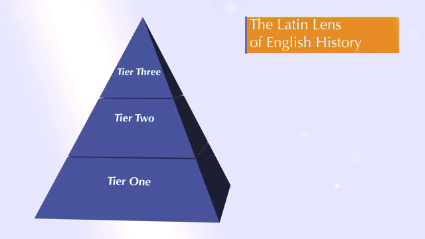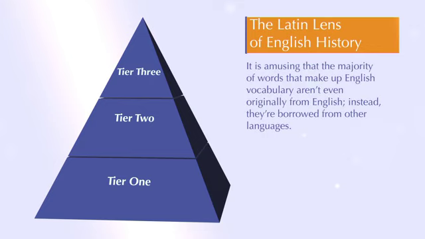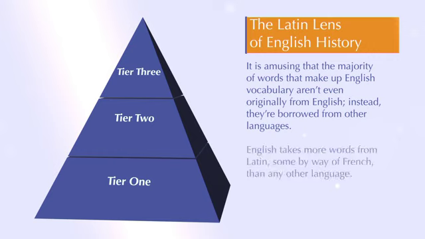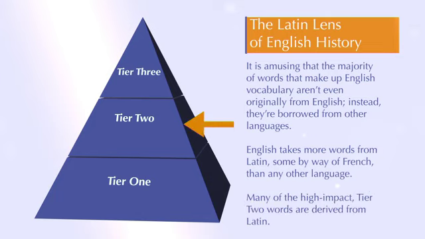Now we're going to talk about the Latin lens. It's amusing that the majority of words that make up English vocabulary aren't even originally from English. Instead, they're borrowed from other languages. English takes more words from Latin, some by way of the French, than any other language. Many of the high-impact Tier 2 words are derived from Latin.